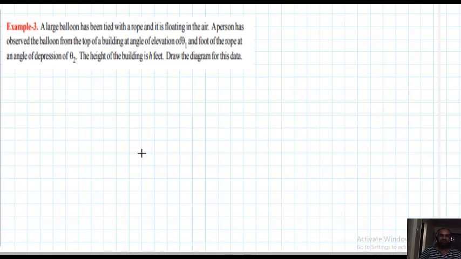Okay. So this is the ground. This is the rope. This is the balloon. Balloon height is not mentioned, so you should take the data only for the balloon. Okay, this is the building. So what is the height of the building? The height of the building is h feet. The person is here. This person observes the top of the balloon and the foot of the rope.